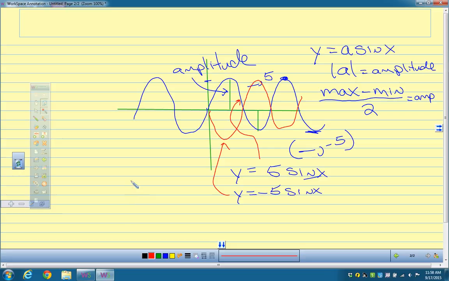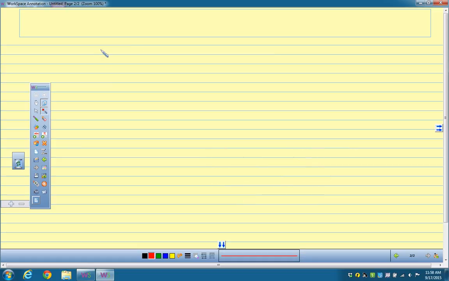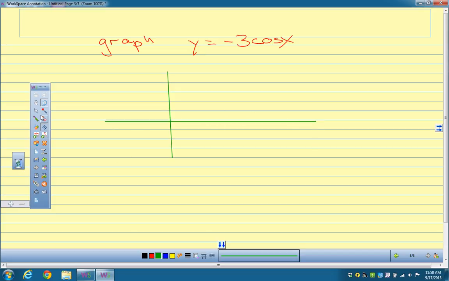That's not very hard, right? So could you do a problem like graph y equals negative 3 cosine of x? If they asked you to graph that, could you do it? Okay, let's just sketch it. A lot of times they'll say sketch 2 periods of the graph of y equals negative 3 cosine of x. Where would that start? At the bottom. It would start at the bottom, down here at what point?